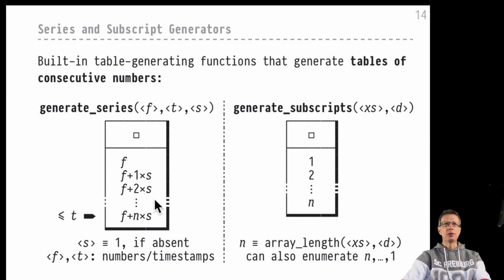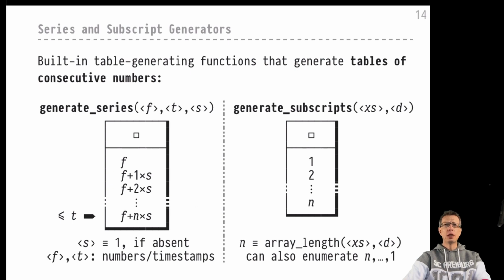It's obvious that the f and t and s values have to be of appropriate type so that we can form this type of arithmetic here. Of course, any number type would make sense here. So f and t and s might be number types, but f and t might also be timestamps, and s might be intervals that we are using to walk between these two timestamps. Okay, so that would be generate series.